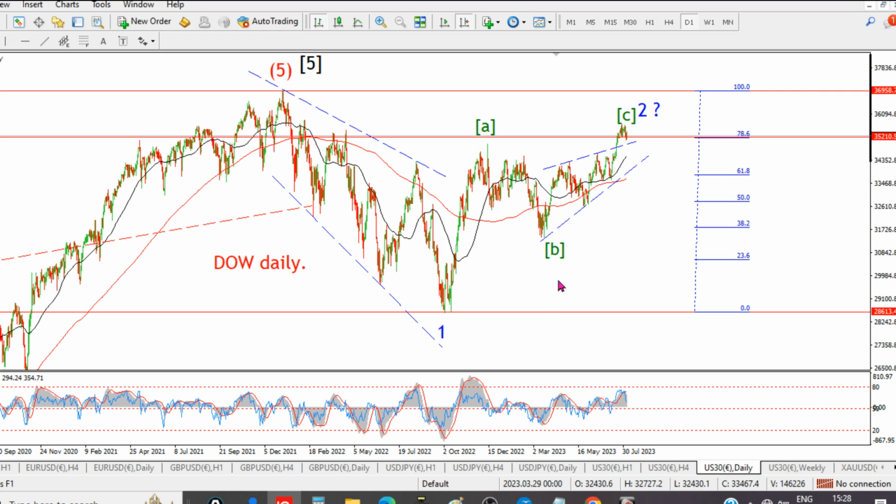Wave B, a clear 3-wave pattern. We've got 5 waves in a possible wedge. In wave C, we've got a tag at that 78.6, well, a breakthrough of the 78.6 retracement. We're kind of sitting more or less at that 78.6 retracement level right now, and it has formed a top the three previous times.